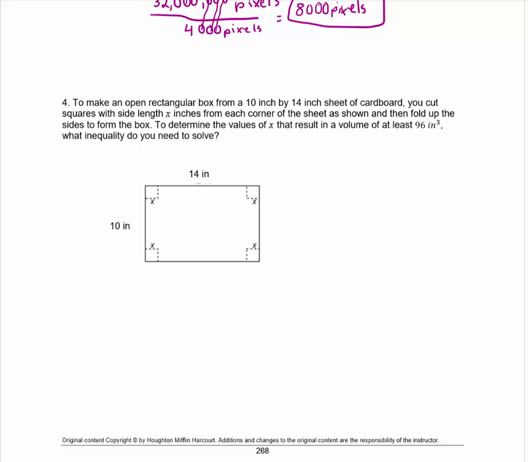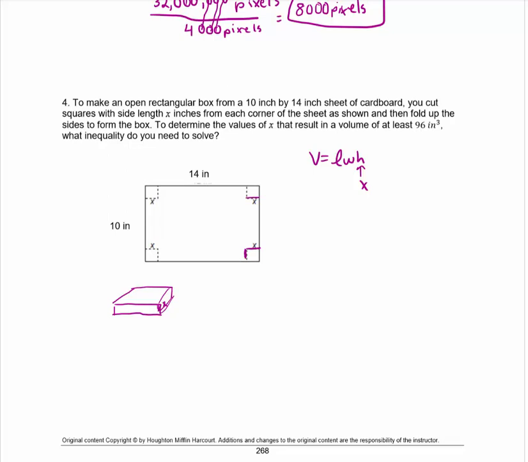Oh, actually, it says what inequality do you need to solve? We don't even need to find out what x is. We just need to write the inequality, if I'm reading that right. So what we need to think about is that volume is length times width times height. They're telling us that the height is x because when I fold up this side, it has a side that becomes x. You have to be able to imagine this in 3D, that whenever I make my box by folding up the sides, this right here is the x, because that's the place that is missing here.